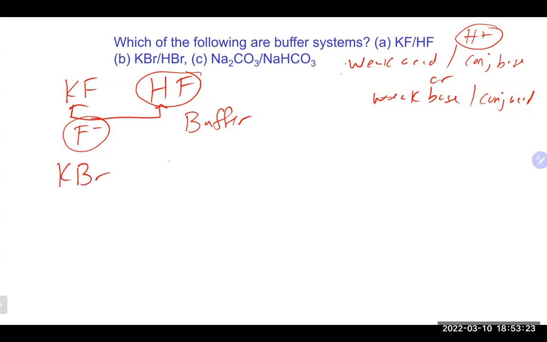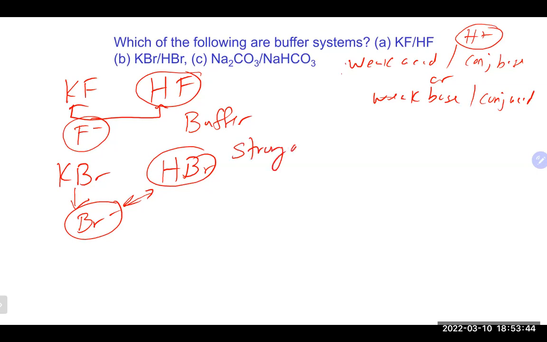KBr and HBr, are they related to each other? They are. Again, the K not really important here. This is Br-, and that is HBr. So those two are related to each other. HBr is what type of acid? It is a strong acid. So can this be a buffer? It cannot be a buffer because it is a strong acid.